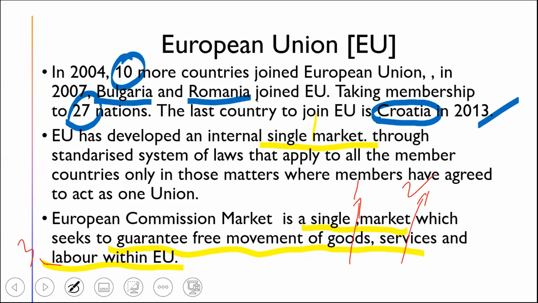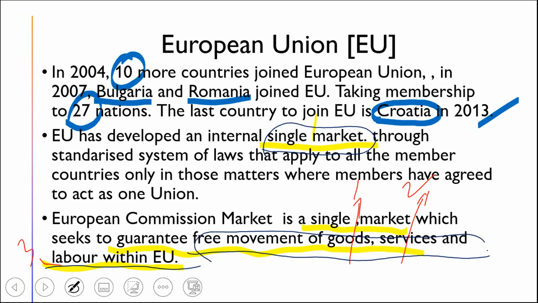The European Union has developed an internal single market. Underline that. This is the plus point. For 28 countries there was a single market, through standardized laws that apply to all member nations, only in those matters where members have agreed to act as one union. The single market seeks to guarantee free movement of goods, services and labor within the European Union.